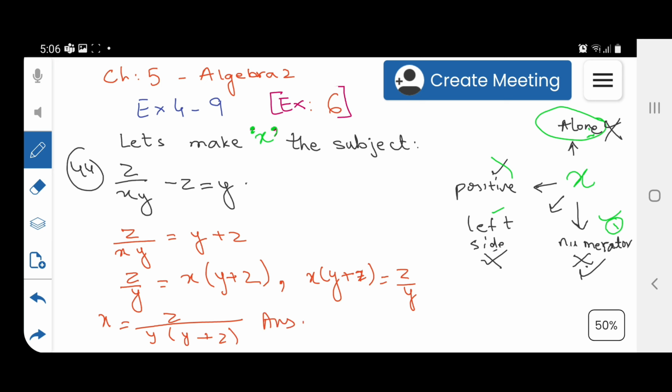Easy and simple, don't get confused. Whatever you get in the question, you just need to follow these 4 rules. Make it alone, make it positive, make it on the left side, and it should be in the numerator.